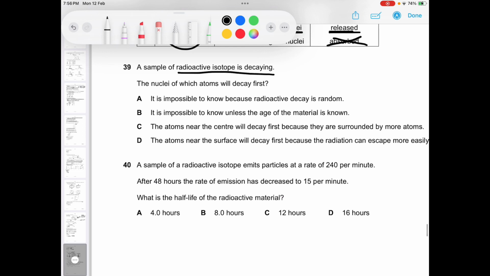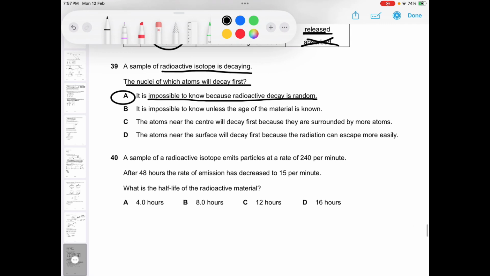A sample of radioactive isotope is decaying. The nuclei of which atoms will decay first? It is impossible to know because radioactive decay is random. This is correct. It is impossible to know unless the age of the material is known. No. In the syllabus, nothing really mentions how to know that a nucleus will decay. We don't know which nuclei will decay first. It's completely random and spontaneous. No, all this is just made up stuff.